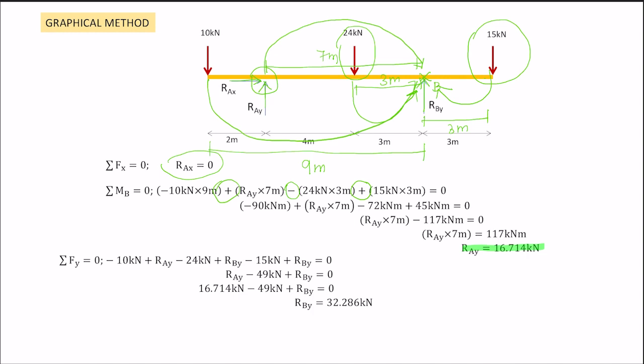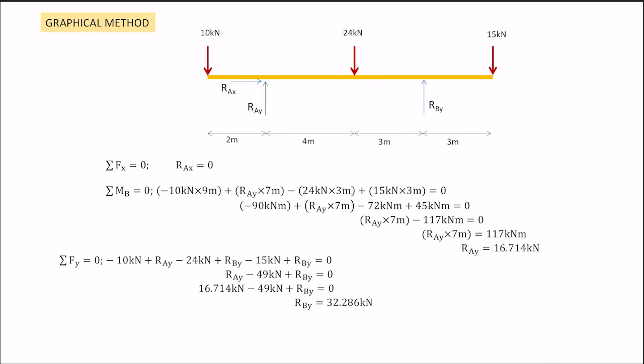16.714 kilonewton. Next, we're going to get the value of RBY. Since our RAX is 0, RAY is 16.714 kilonewton. Then the value is positive, meaning betul lah our assumption dia memang naik ke atas.